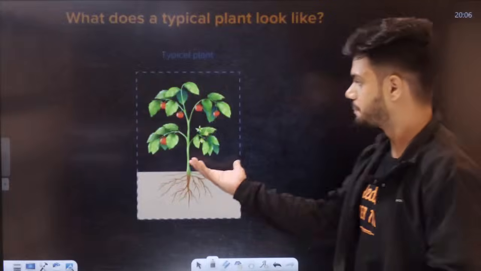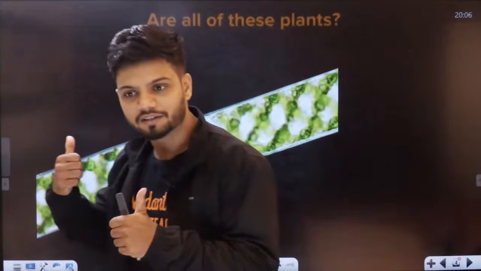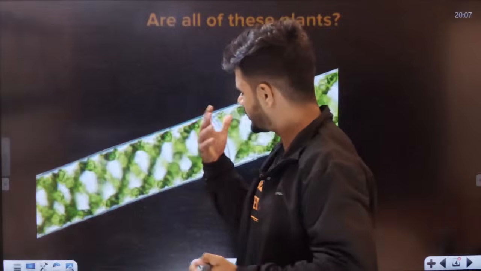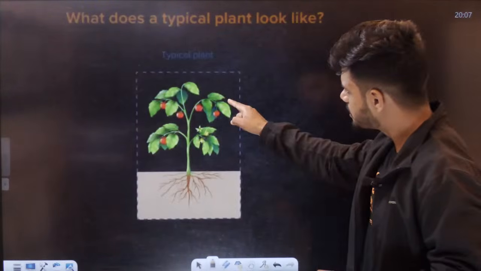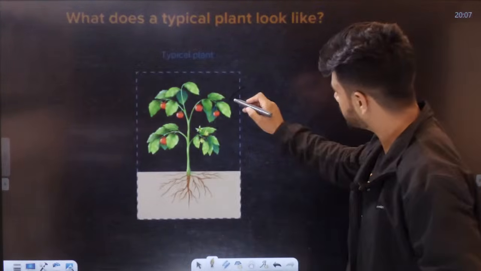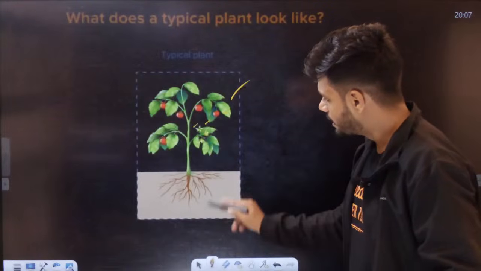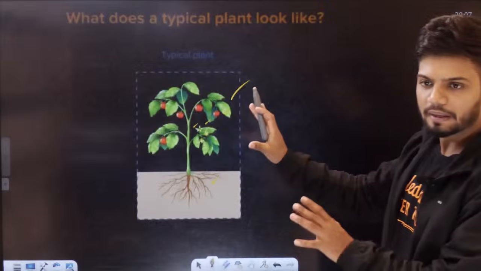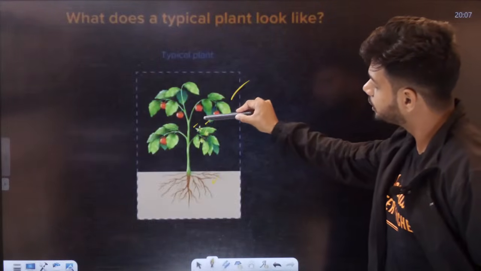You're like, yes sir, it is a plant. Yes, it's also a plant, but it is not a typical plant. You'll be confused. You're like, it doesn't look like a plant. A typical plant has a leaf, a fruit, a flower, a stem, and a root.